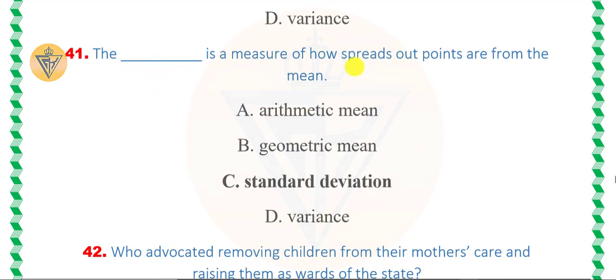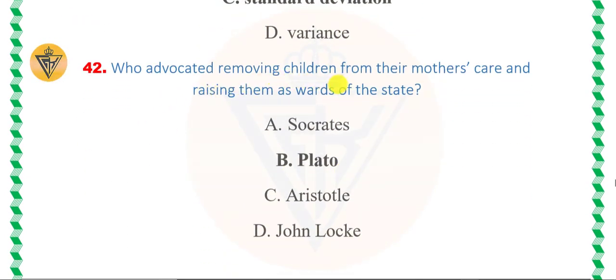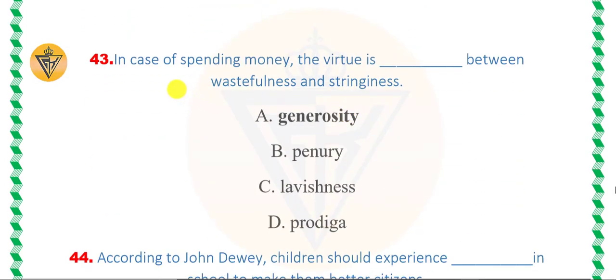The dash is a measure of how spread out points are from the mean. Option C, standard deviation. Who advocated removing children from their mother's care and raising them as a ward of the state? Option B, Plato. In case of spending money, the virtue is dash between wastefulness and stinginess. Option A, generosity.